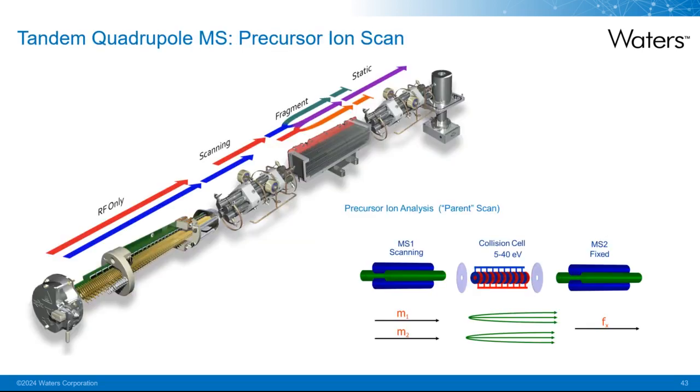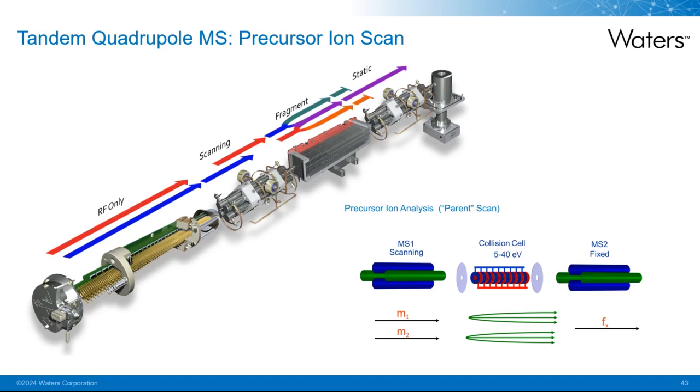Let's think about precursor ion scanning then, sometimes known as parent scan. So precursor ion analysis is used to determine which precursor masses have similar fragment ions. So the first quad is scanned to pass a range of ions to the collision cell for fragmentation, and then the second quad isolates a specific fragment ion from the fragmentation in the collision cell.